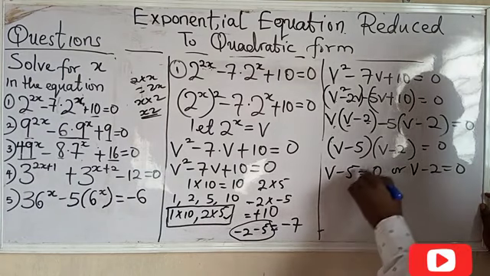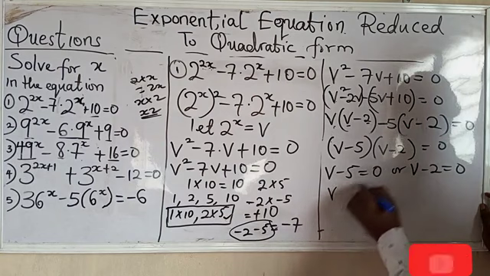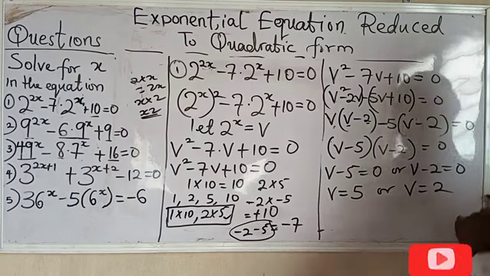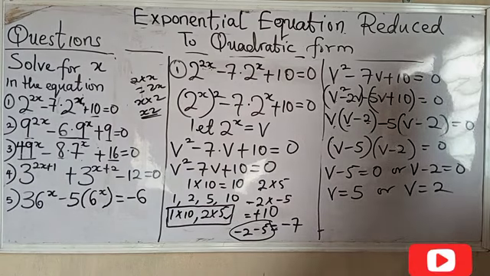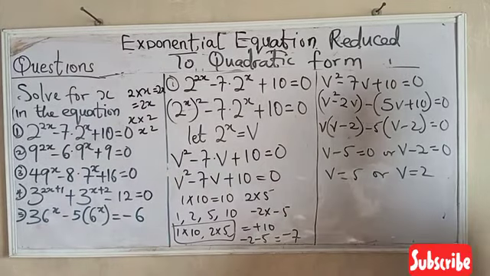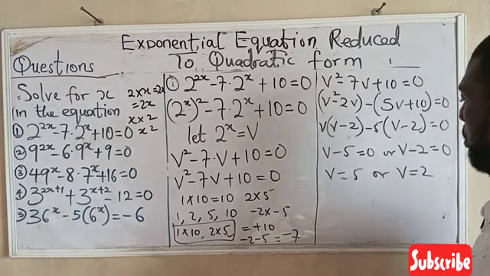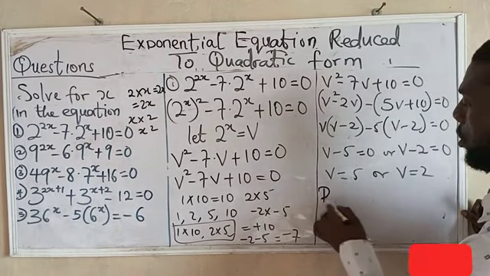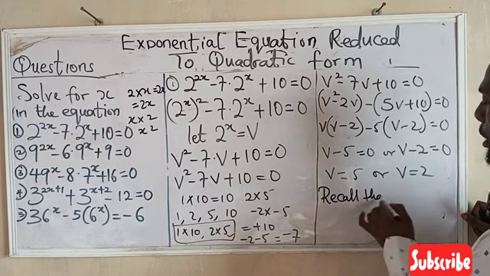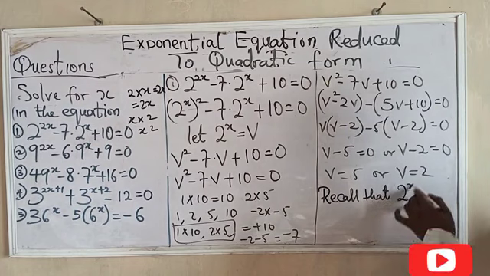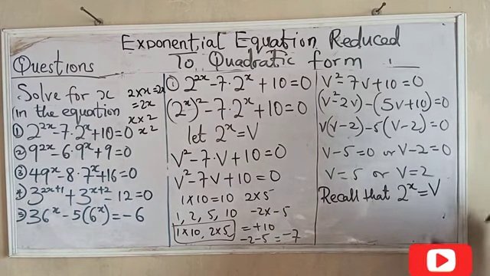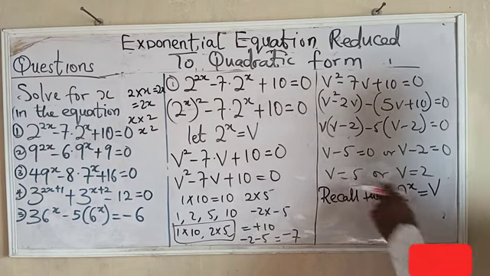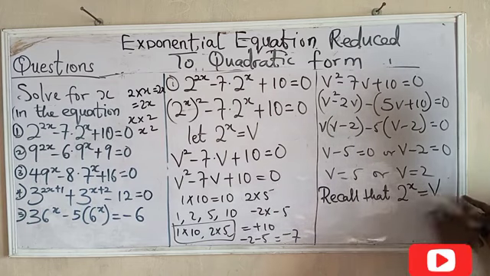Now, take this one, equate this one, v equals 5, or v equals 2. Now, we are done with the quadratic, but we haven't stopped. All right. So, from here, we are going to recall that 2 raised to power x equals v. So anywhere we see v, we are going to put the value 5. That is v when v equals 5. So we recall that 2 raised to power x equals v.